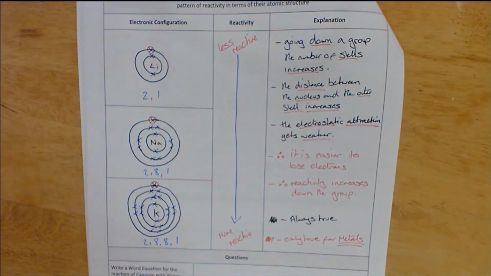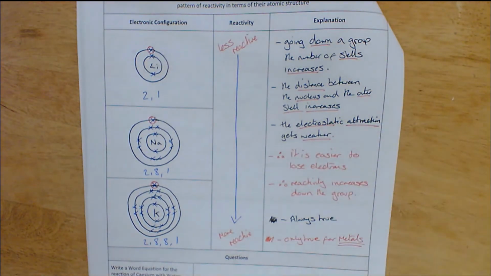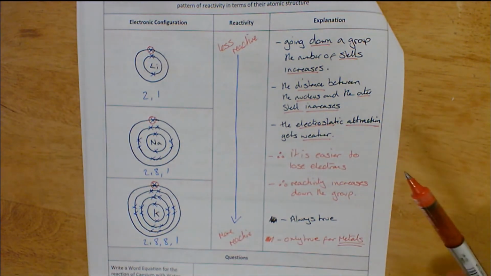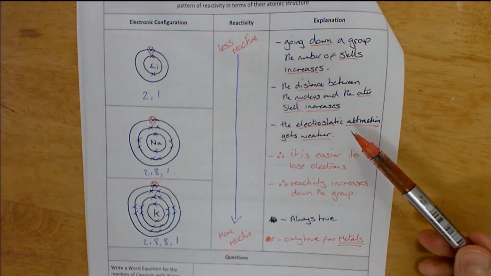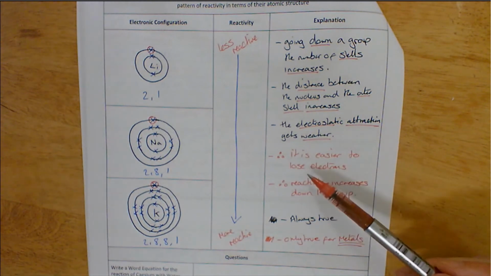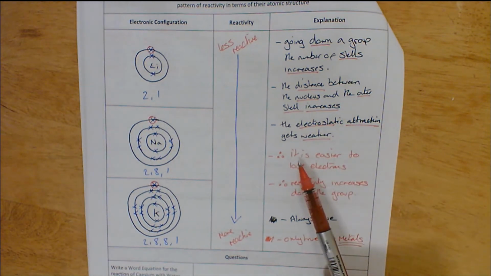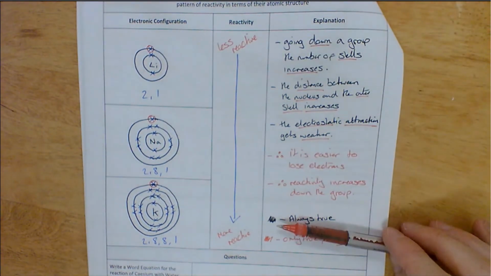So if I'm talking about group 1 or group 2, then this is the perfect answer. However, if we were talking about non-metals, and we will come back to this when we talk about the halogens, these 3 things would still be the same, only non-metals aren't trying to lose, they're trying to gain, so we would just have the reverse. It's therefore harder to gain electrons, reactivity decreases down the group, is what we would write for non-metals. But for metals, this is what we're going to write.